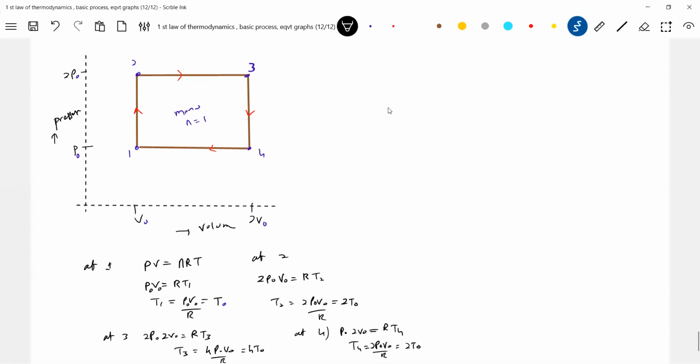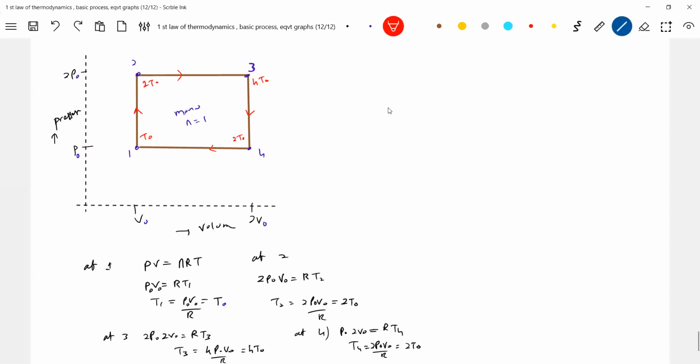Okay, let's list the temperatures, it'll be easy for us. The temperatures are T naught, 2T naught, 4T naught, 2T naught. First, I'm asking for the PT graph. Look at the y-axis, the pressures: P naught to 2P naught. Look at the temperatures: the minimum is T naught and the maximum is 4T naught.